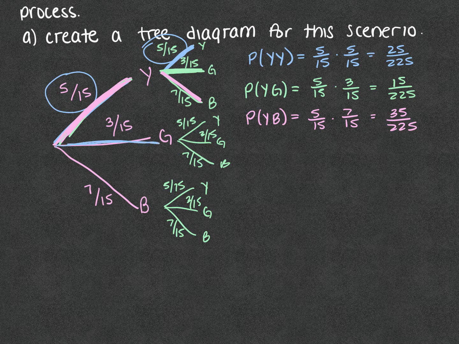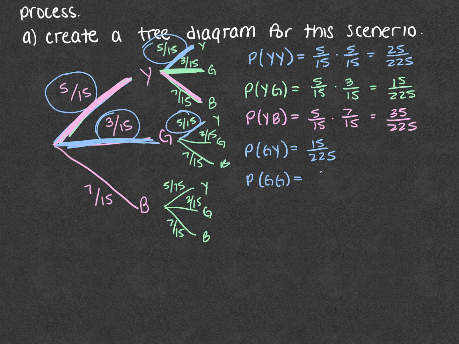So now we're starting with the green branch. So we're going to go green, yellow. Probability of green, yellow would be 15 out of 225. Again, that's multiplying that and that one. Probability of green then green is going to be 9 out of 225. Probability of green then blue, 21 out of 225.